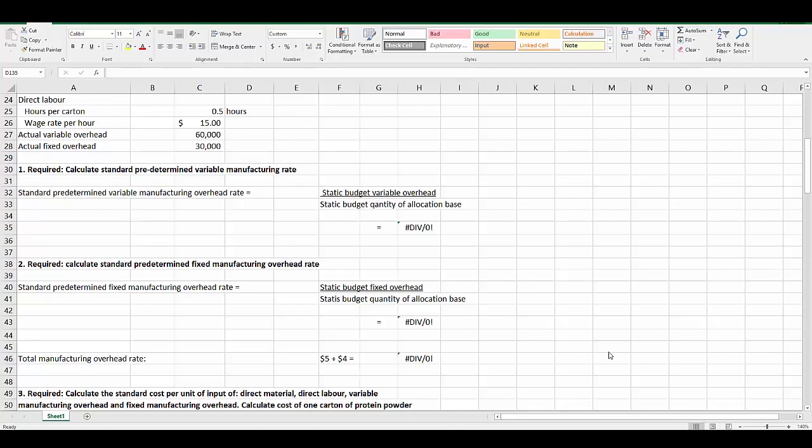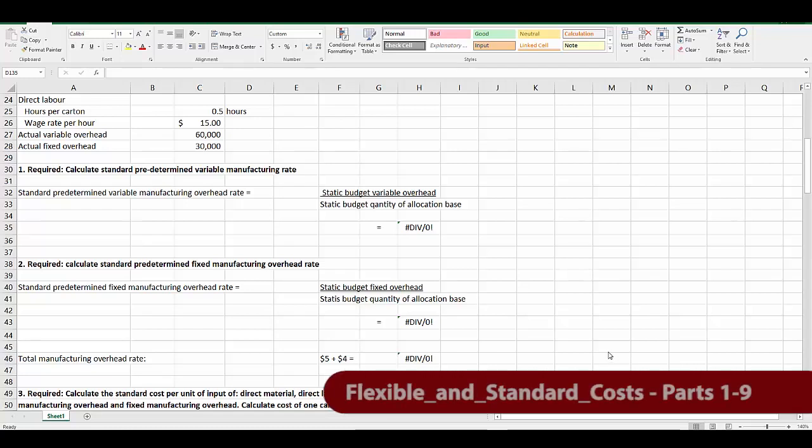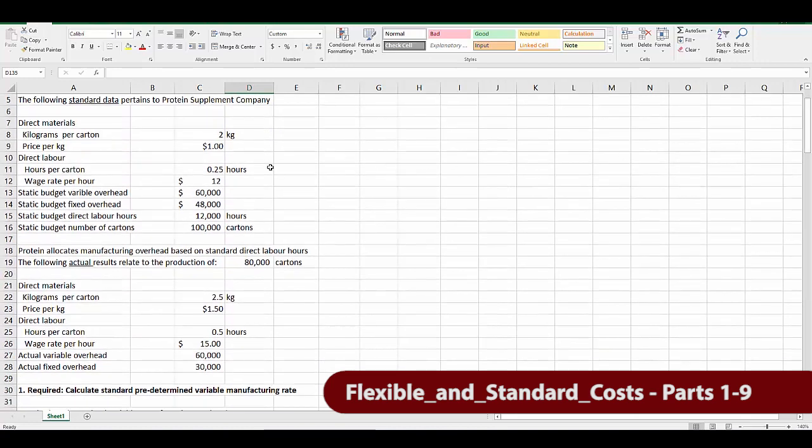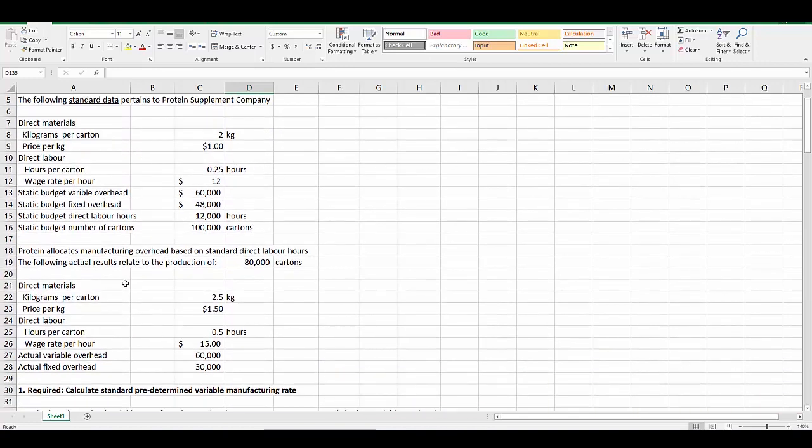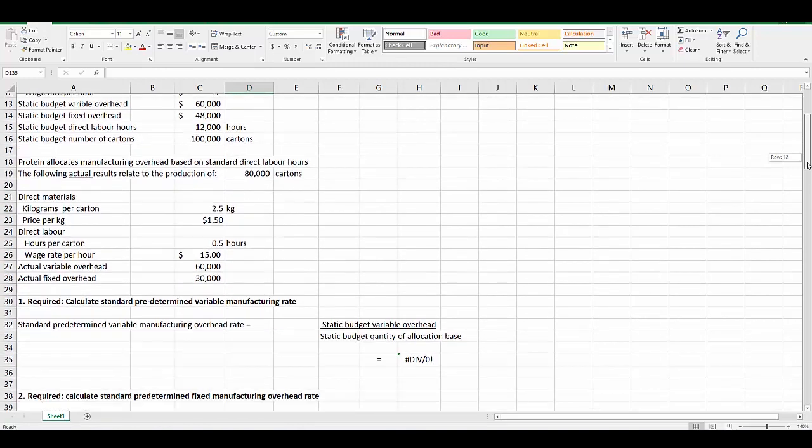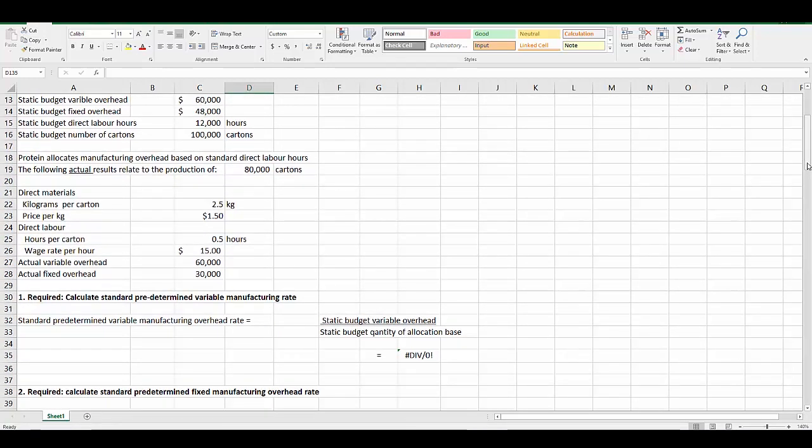This problem concerns flexible budgeting, and it's comprised of about 9 different parts, and each part is based on the original data that you're given up here at the beginning of the problem. So the problem is about a protein supplement company, and they're making cartons of protein powder. So the first one we're going to do is calculate the standard predetermined variable manufacturing rate.